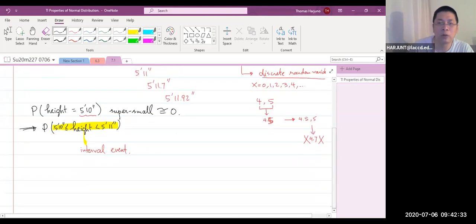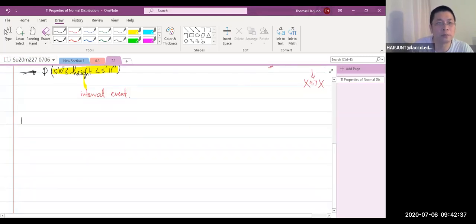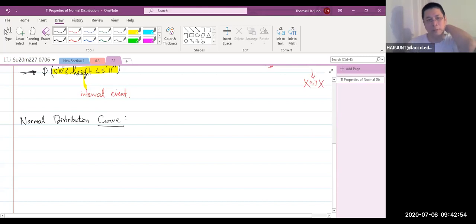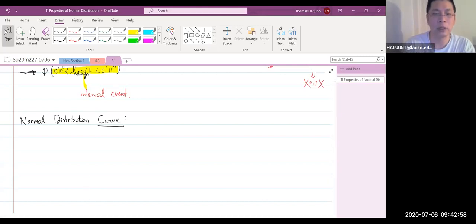Now, how about the normal distribution? Let me introduce to you the normal distribution curve first. The normal distribution curve looks like the following. Let me see. I think I should have my... Give me a second. Did I erase them? I guess I did erase them. Give me a second.